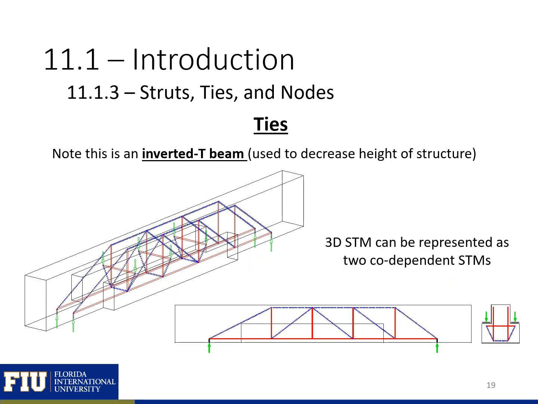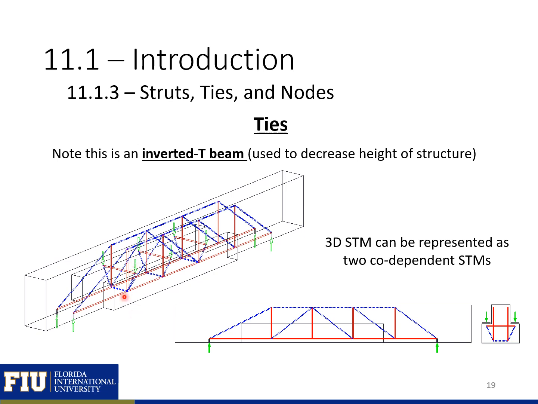Note that this is an inverted T-beam. This type of beam is used to decrease the overall height of a structure. Beams will come in and frame into this member by sitting on the ledge, which will decrease the overall height.